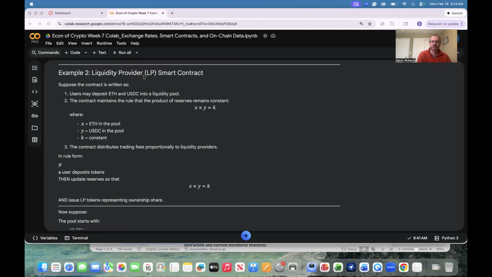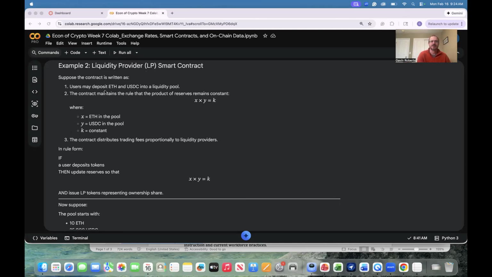Now we're going to do a liquidity provider smart contract. Users deposit Ethereum and US dollar coins. That's a stable coin. It's a cryptocurrency, but it's managed to track $1 per USDC as closely as possible. And they put that into what's called a liquidity pool. You can just think of it as a bucket. On day one, the easiest thing to imagine is that the bucket has $500 worth of US dollars in it and $500 worth of Ethereum in it. So it's about 50-50 worth of value on day one.